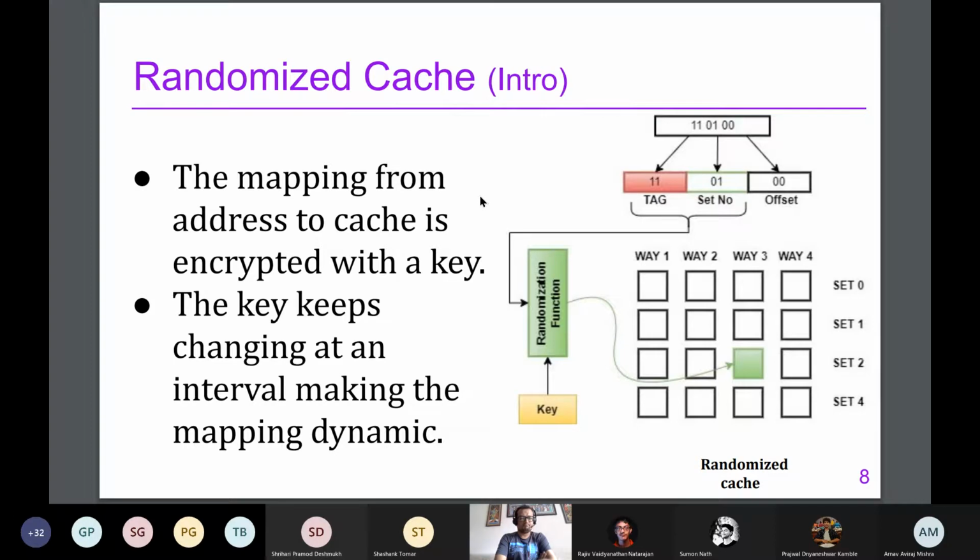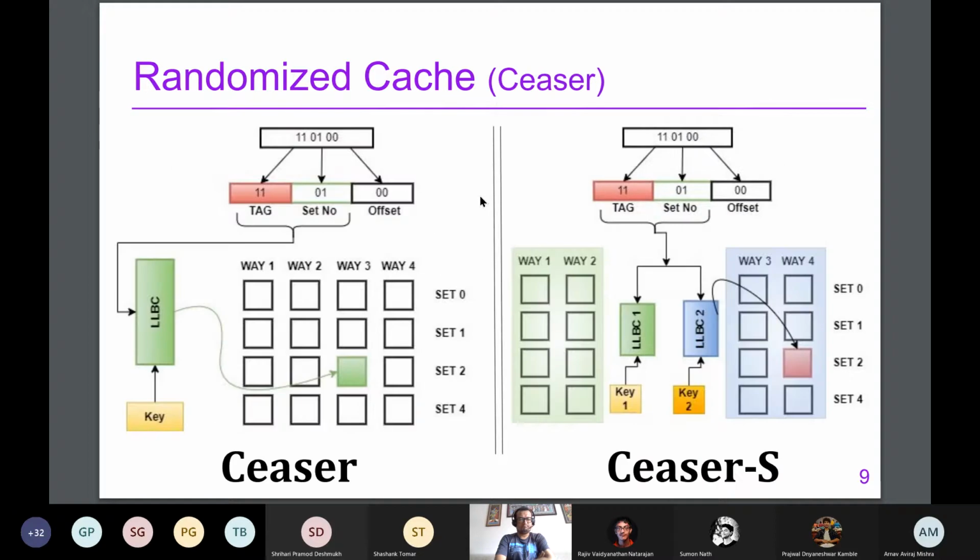And the key is also changing on a particular duration to keep the randomization dynamic. Next slide, please. So the randomized caches we studied previous week, one of them was CEASER, in which there is an LLBC, basically a low latency block cipher, which based on a key encrypts your addresses to a particular cache. It had its, one can say, bigger brother CEASER-S, which was like a skewed version of it.